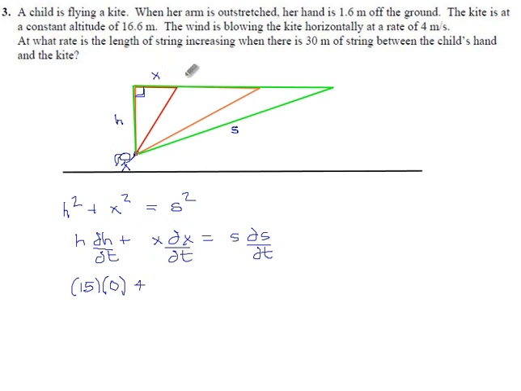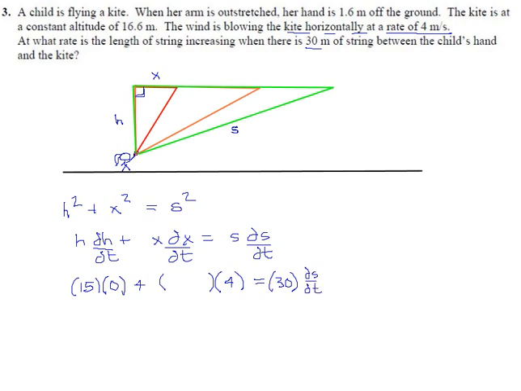X, here's a problem. We don't know x. We're going to have to find that. I'll leave a space for it for now, and we'll do our side calculation in just a moment. dx dt is how fast x is increasing. They tell us the kite's getting blown out 4 meters per second, so dx dt is a positive 4. S, the string length, they tell us is exactly 30. And ds dt is the thing we're trying to find.